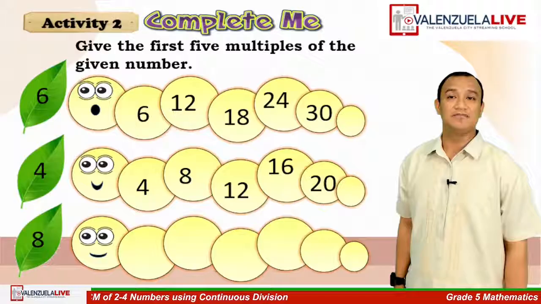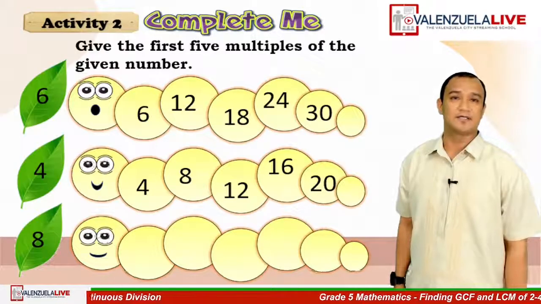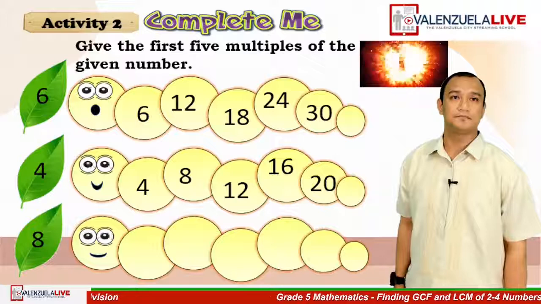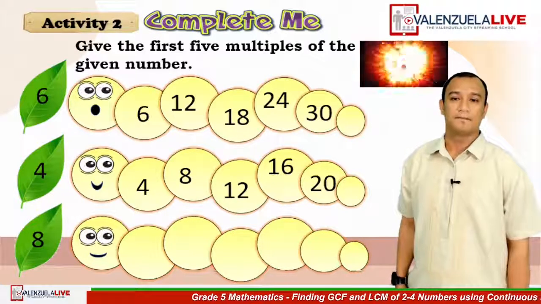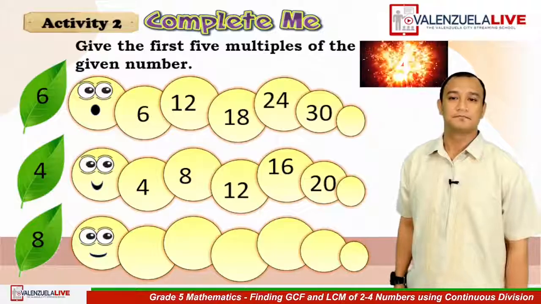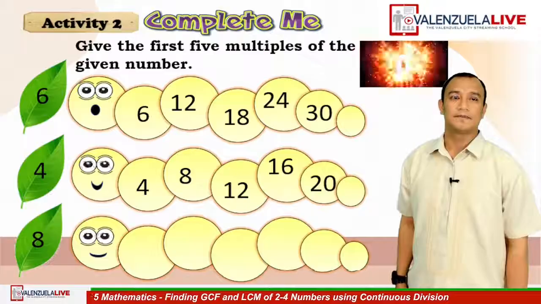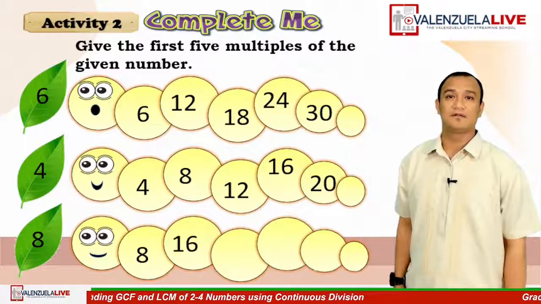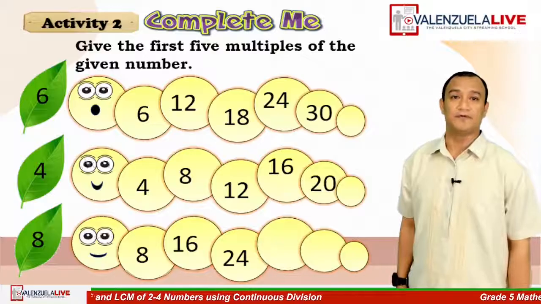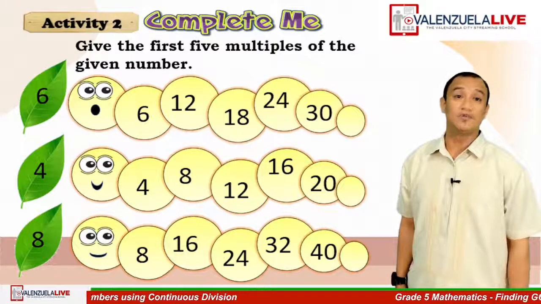And for the last given, find the first 5 multiples of 8. Your 10 seconds starts now. Okay, time's up. If it is 8, 16, 24, 32, and 40, good job, grade 5.